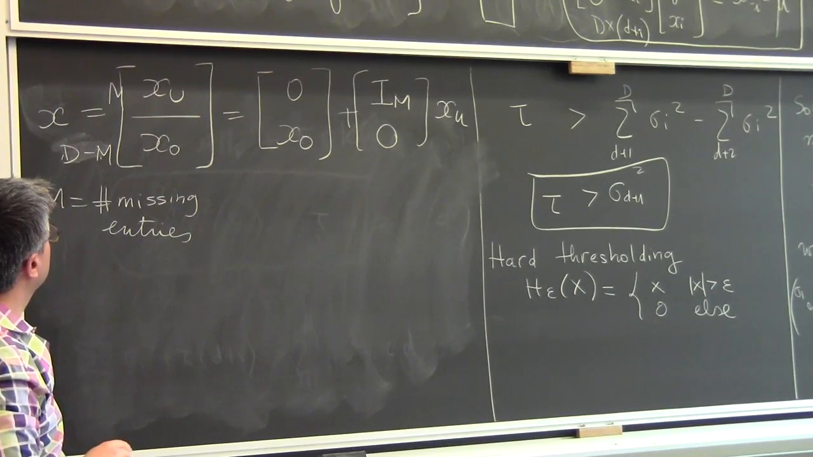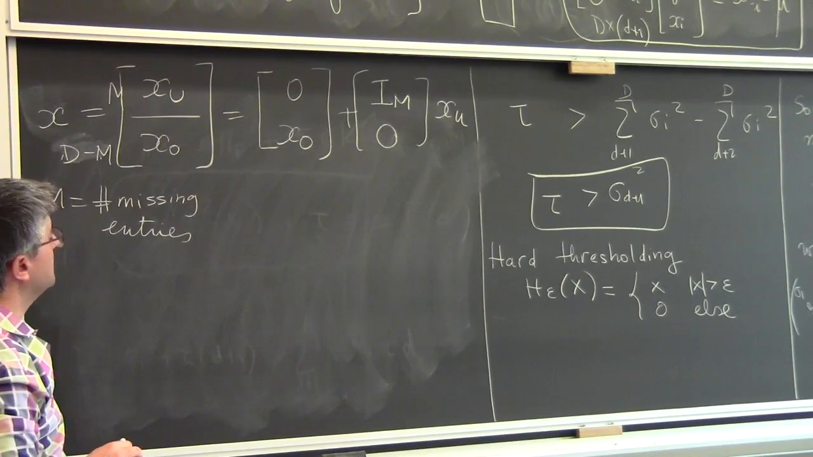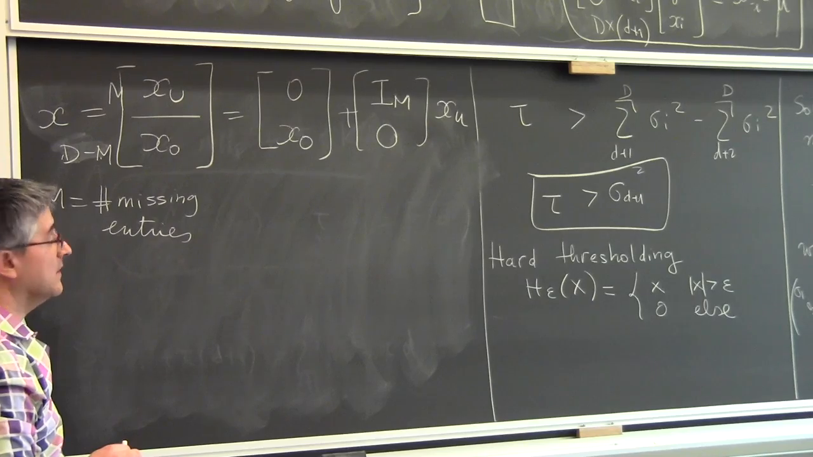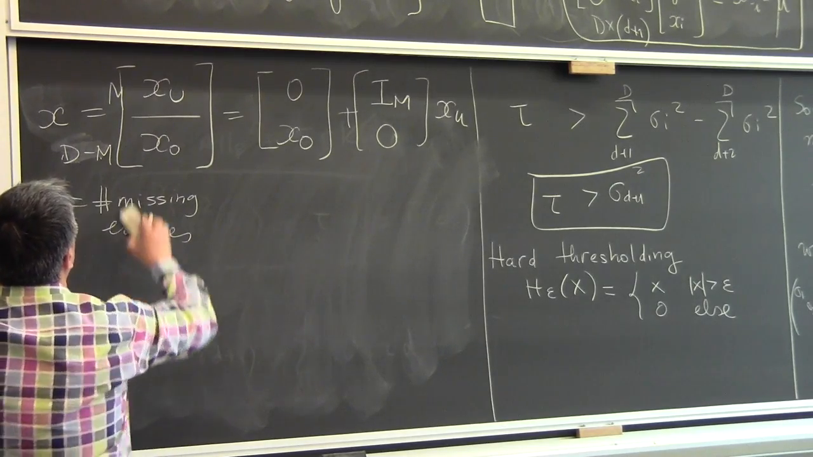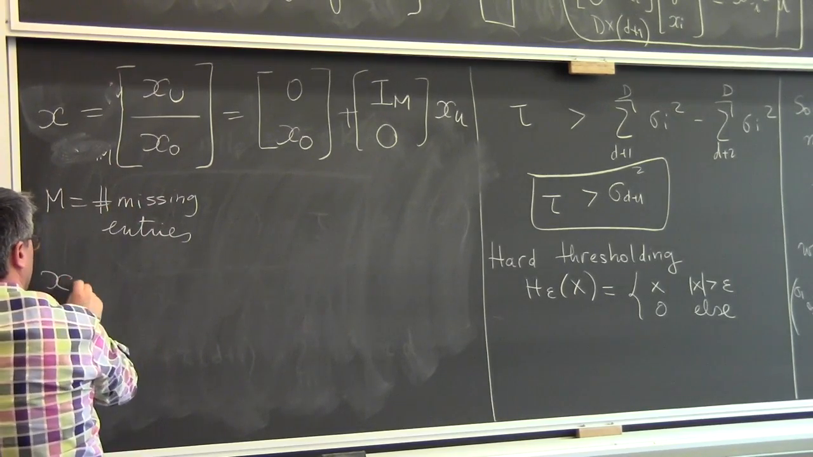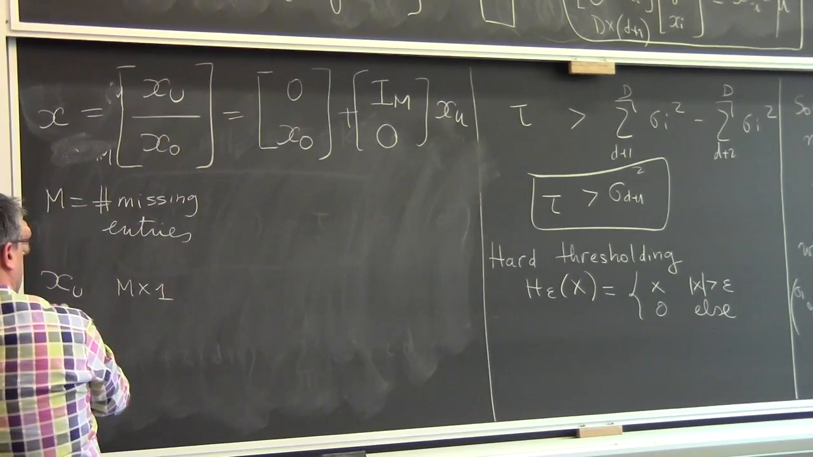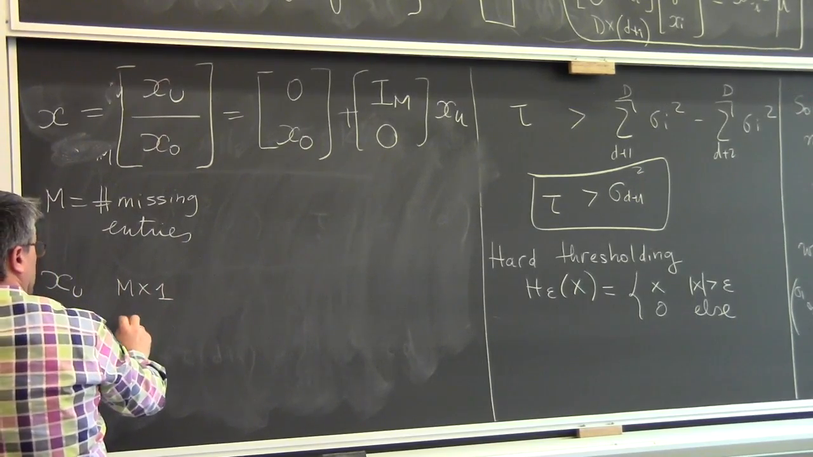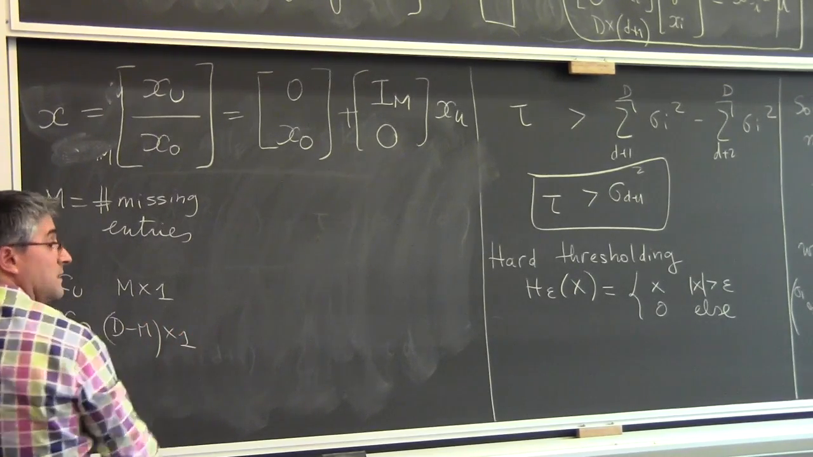X_U multiplied by m. X_U multiplied by... shouldn't that be reversed? No, what I'm saying is that maybe I shouldn't have continued there. X_U is a vector of dimension m times 1, and x observed is of dimension d minus m times 1.